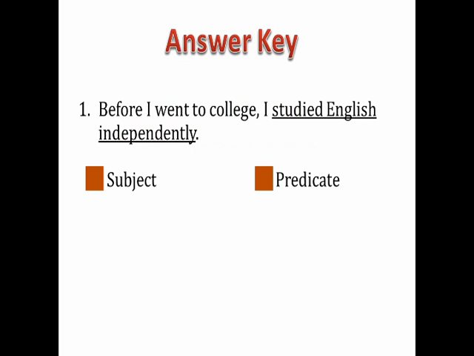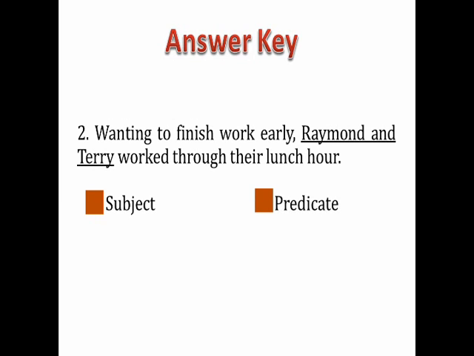Let's proceed to number 1. Before I went to college, I studied English independently. So the underlined part here is what part of a sentence? Is it the subject or the predicate? The answer is, it is a predicate. So you have I as your subject and you have the complete predicate, studied English independently. Next one, wanting to finish work early, Raymond and Terry are what part of the sentence? Is it the subject or the predicate? The answer here is the subject.